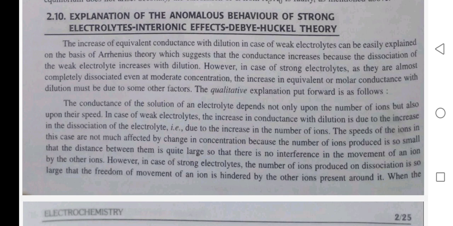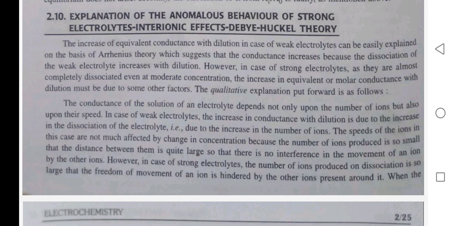The conductance of the solutions of an electrolyte depends not only upon the number of ions but also upon their speed. In case of a weak electrolyte, the increase in conductance with dilution is due to the increase in dissociation of the electrolyte. Due to the increase in number of ions, the speed of ions in this case is not much affected by change in concentration, because the number of ions produced is so small that the distance between them is quite large, so that there is no interference in the movement of ions by the other ions.